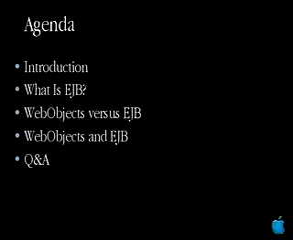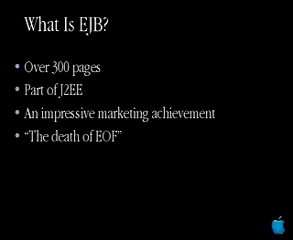Then we'll talk about the differences between web objects and EJB, kind of the competition or tension between the two. And then we'll talk about web objects and EJB, how they can and will work together. And then we'll do Q&A. Okay, so what is EJB? First and foremost, it's over 300 pages. Here's the specification. This is my copy. If you want to understand it, there's really nothing for it. You got to read this thing. It's a very interesting document. We'll come back to that later.